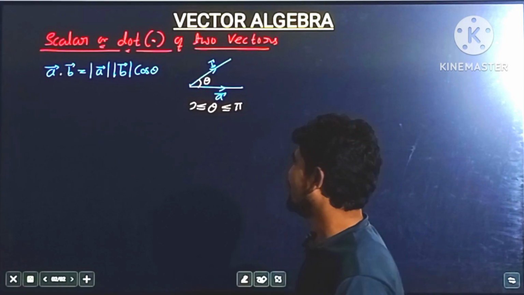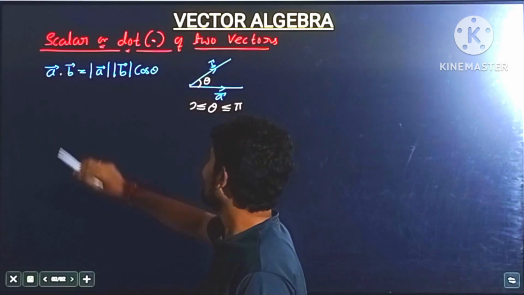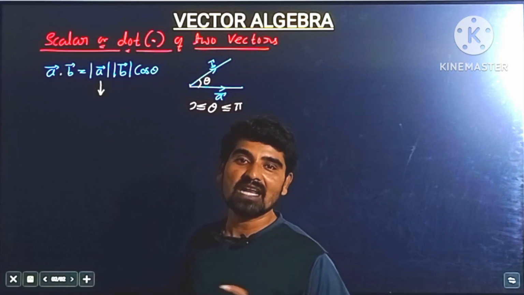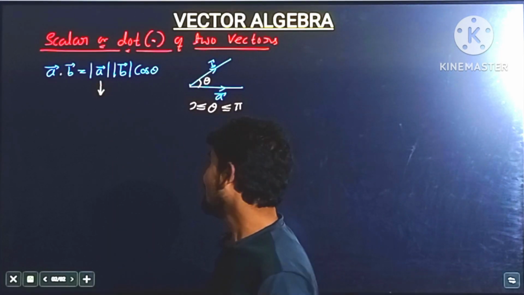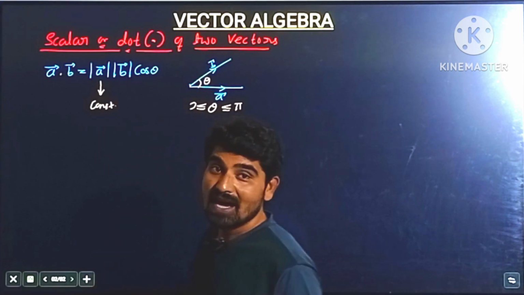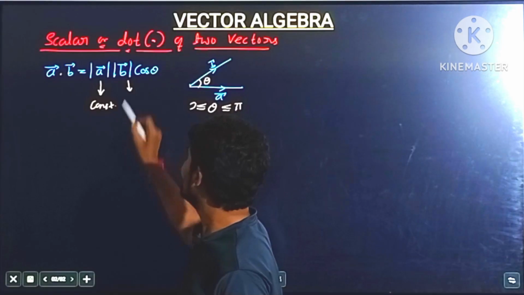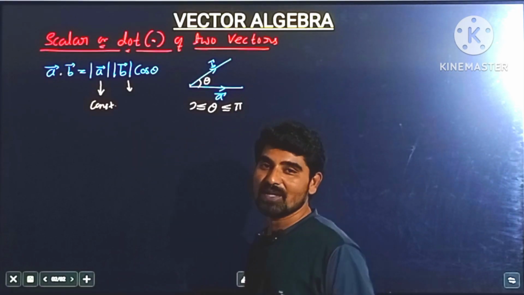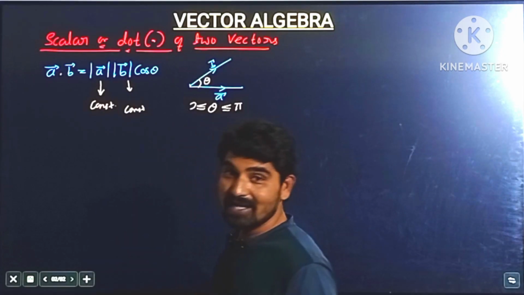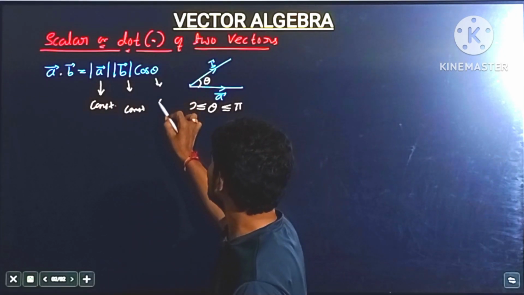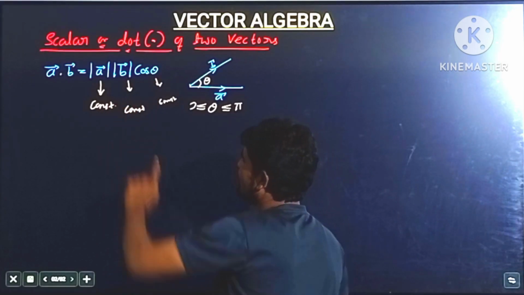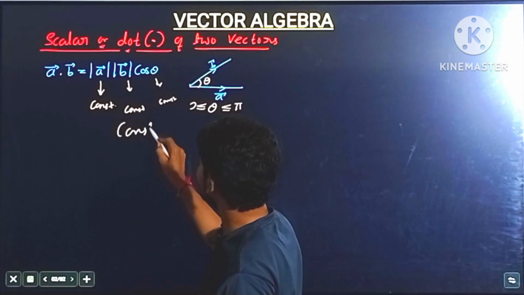And observe one more thing here, a vector dot b vector is equal to magnitude of a vector. Magnitude of a vector means length of a vector, and length is a constant number. Magnitude of b vector means length of b vector, which is also a constant number, and the value of cos theta is also a constant number. So the product of three constant numbers is again a constant value.